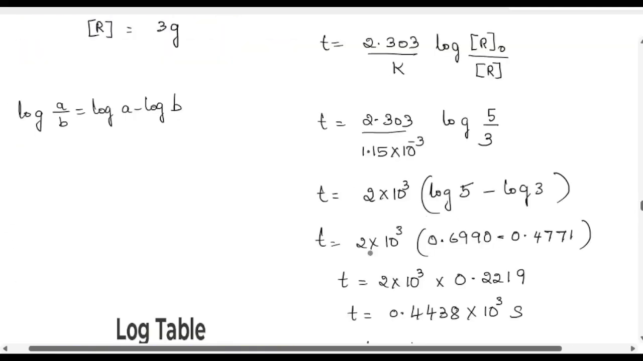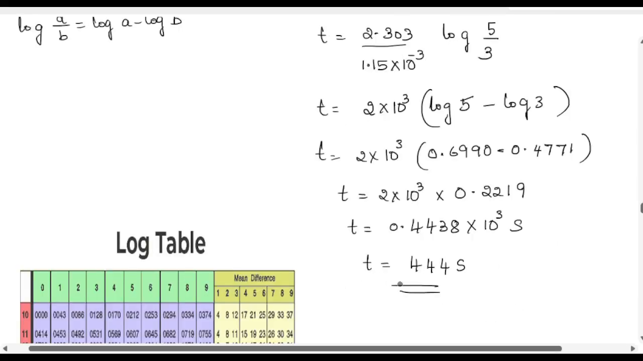Substituting these values here, log 5 is 0.6990 and log 3 is 0.4771. So we get the answer for T as 0.4438 into 10 to the power of 3 seconds, or T equal to 444 seconds. This is the answer.